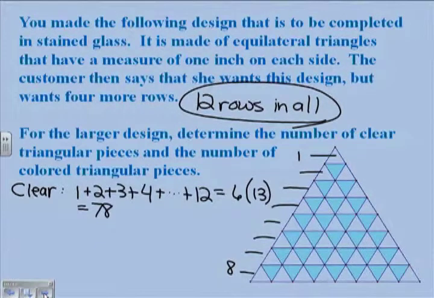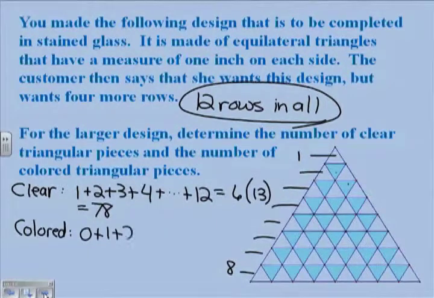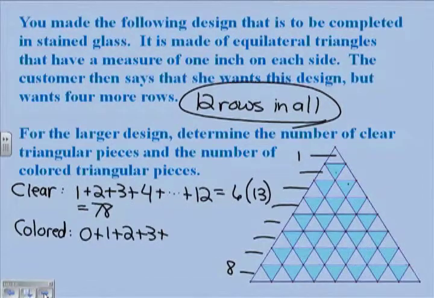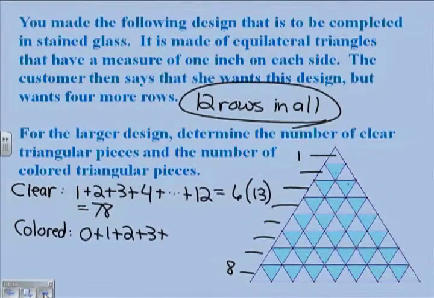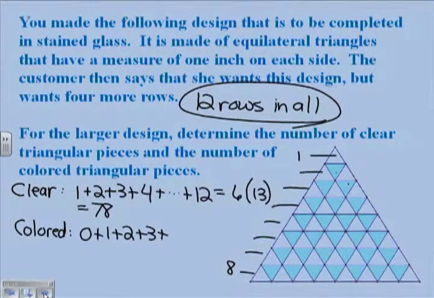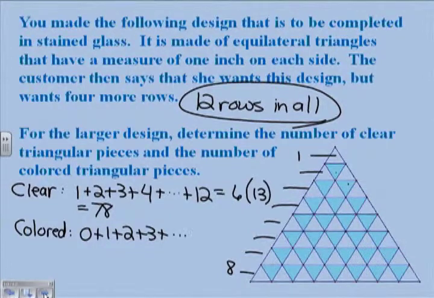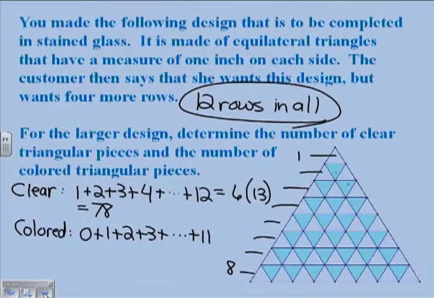Okay, let's check out the colored ones. In the case of the colored tiles, the first row I do have 0. And then I've got 1, and then 2, and then 3. Okay, 1 plus 2 plus 3. Now, with that in mind, can you tell me how many I have in the 12th row? You might be able to tell the pattern really quickly. We've got 1 fewer, so my 12th row has just 11 in it.